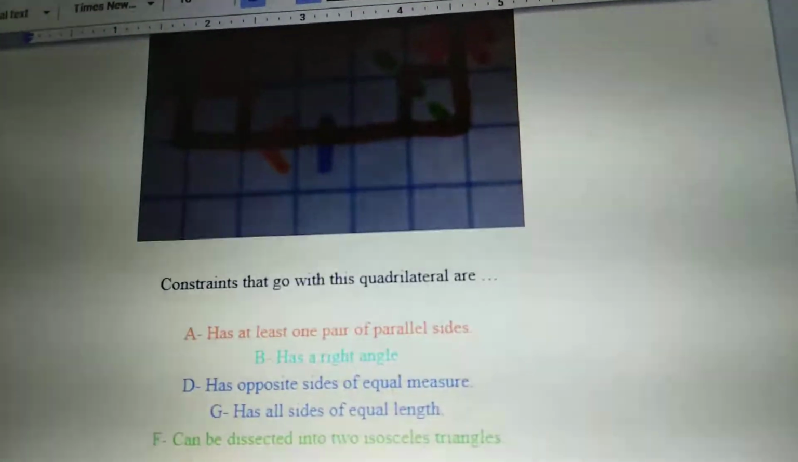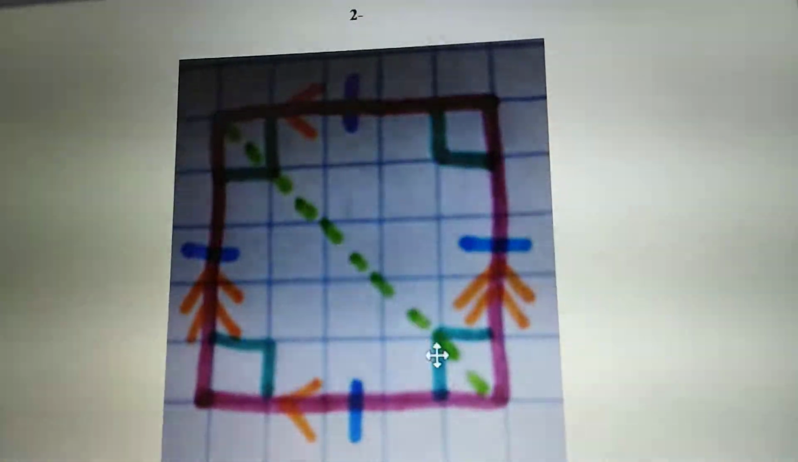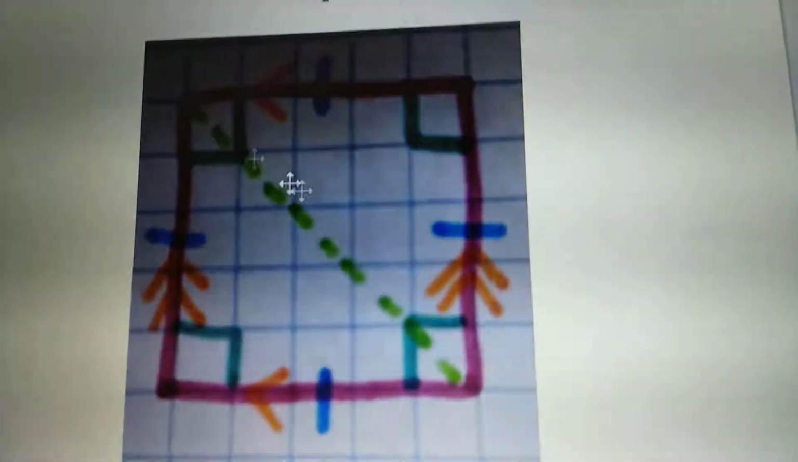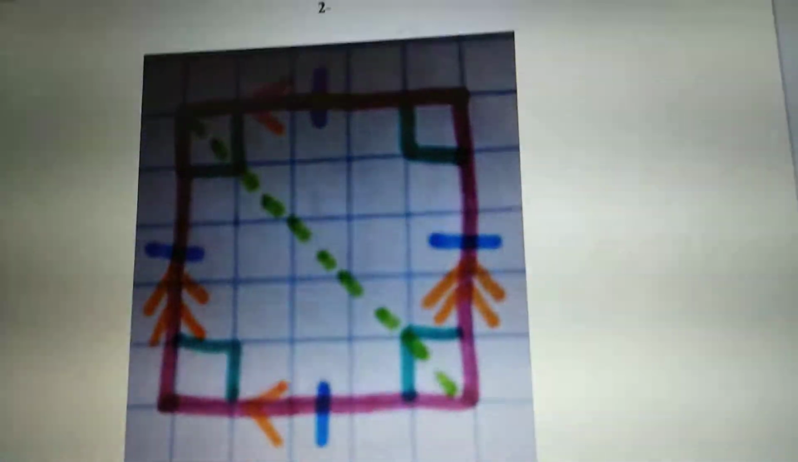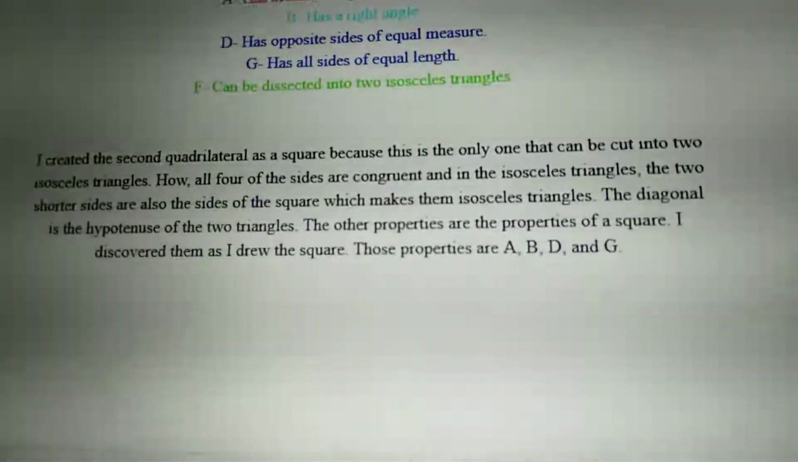And F can be dissected into 2 isosceles triangles. I marked it in green over here. And how can they even be dissected into 2 isosceles triangles?